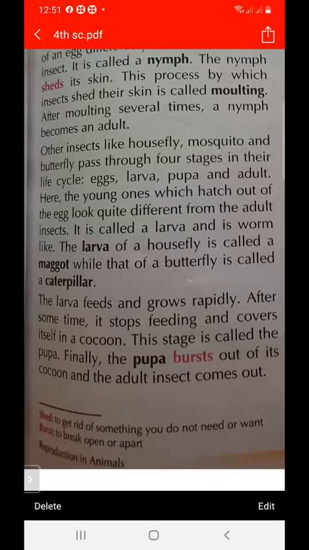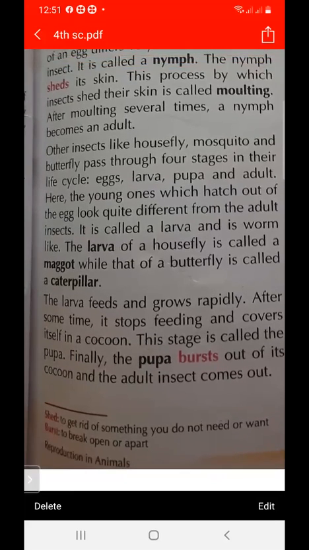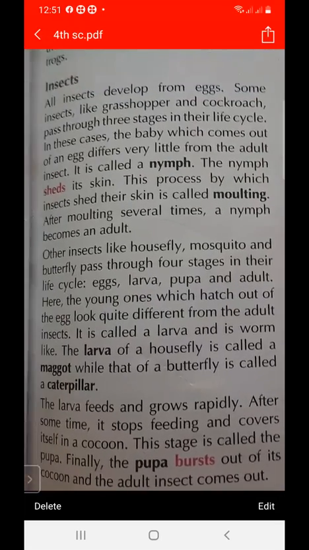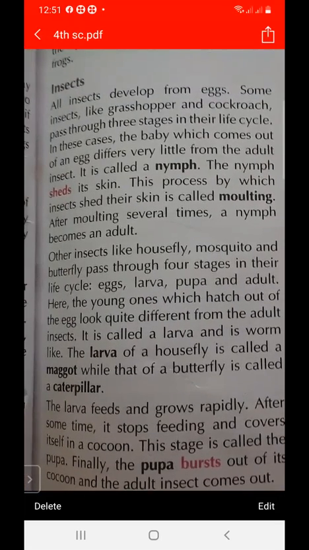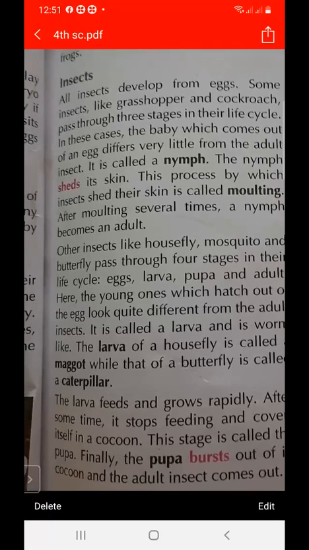Then the pupa bursts out, and the adult insect comes out. So what do you mean by molting? The process by which insects shed their skin is called molting. After molting several times, the insect changes into the adult.